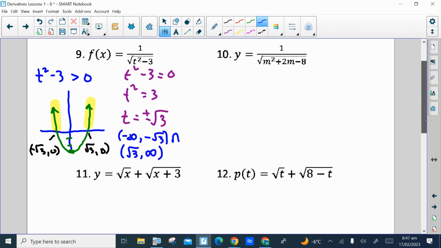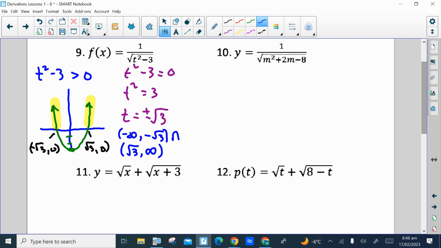Number 10, very similar. You've got a radicand that's a quadratic. Because you cannot take the root of a negative number as well, denominator can't be equal to 0. That means that m squared plus 2m minus 8 has to be greater than 0. Can't equal 0 because then you have a denominator of 0.